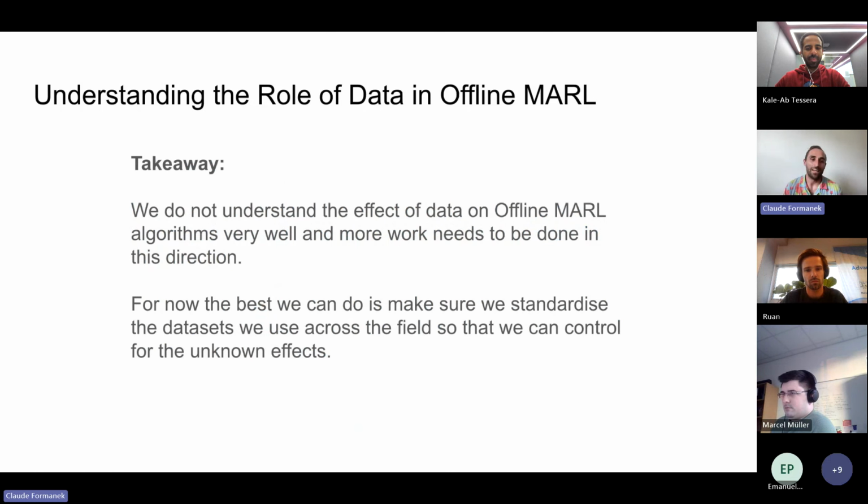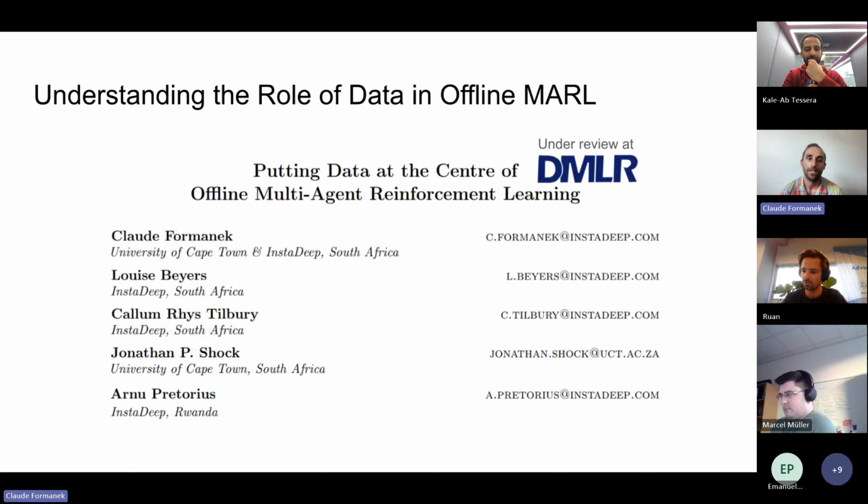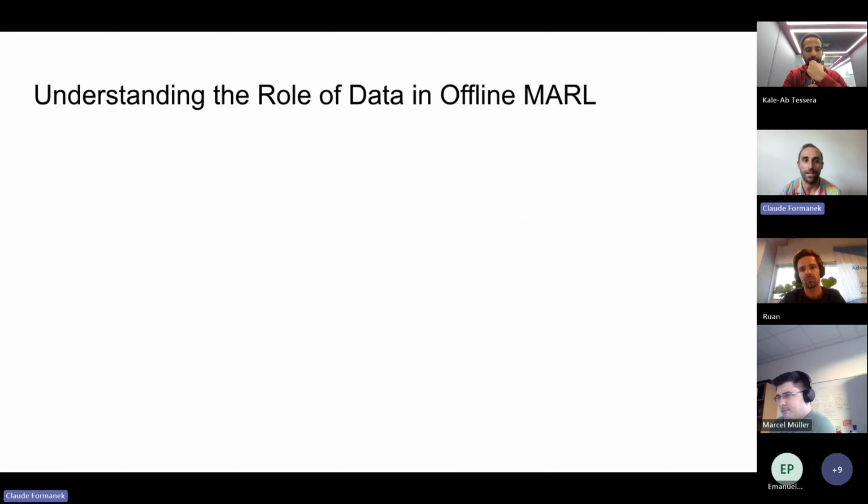So at the end of this, the takeaway was we don't really understand the effect of data on offline MARL algorithms very well, and more work needs to be done in this direction to understand it. And for now, the best thing we can do is make sure we standardize the data sets we use across the field so that we can control for these unknown effects. This was then written up into a paper we submitted to DMLR, which is the Data-Centric Machine Learning Research Journal, and it's under review. So we'll see about that.